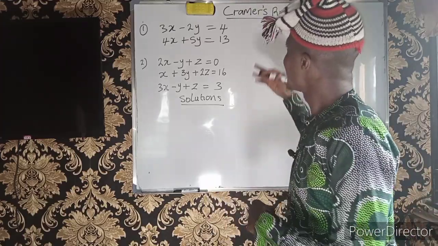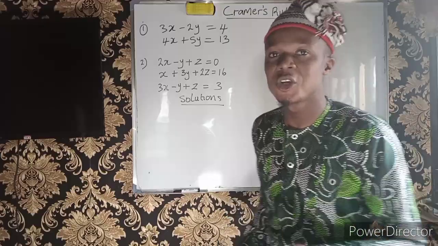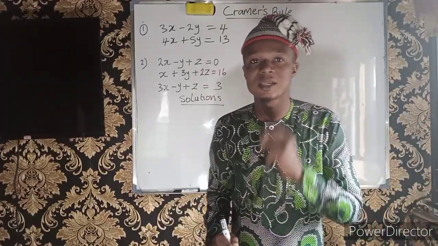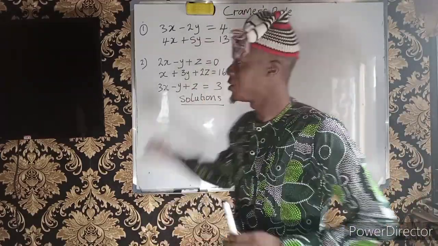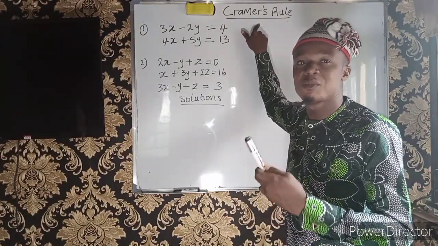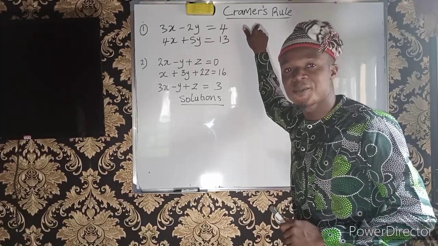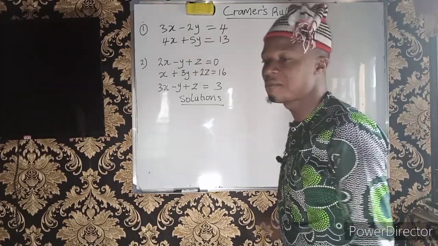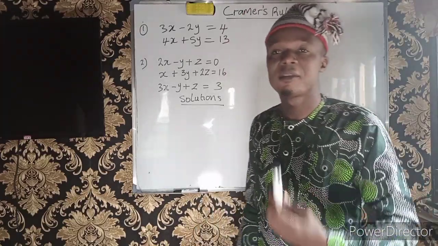Alright, so if simultaneous equations have been your trouble in mathematics, cry no more. There is a solution. Cramer's rule is the solution. It is another method of solving simultaneous equations other than the elimination method, substitution method, or even the graphical solution to simultaneous equations.